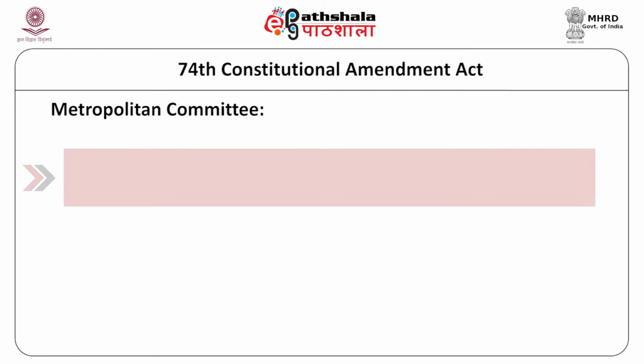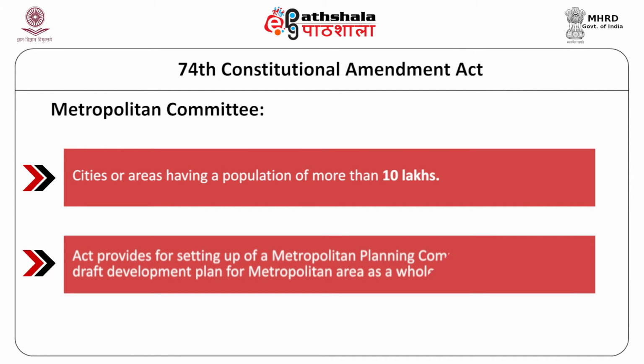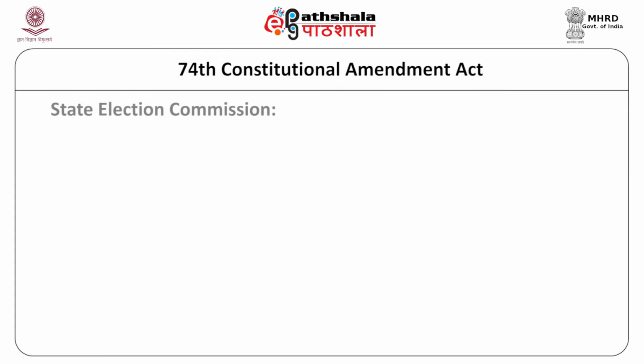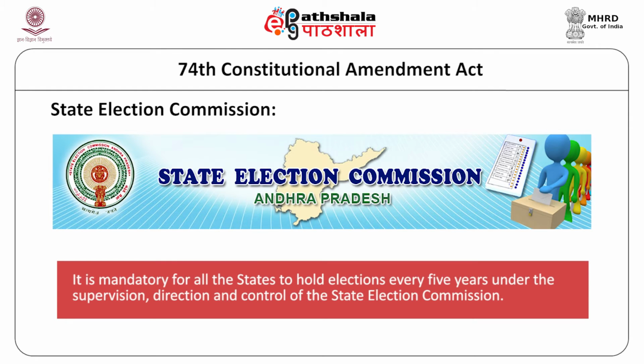For cities or areas having a population of more than 10 lakhs, the 74th Amendment provides for the setting up of a Metropolitan Planning Committee. And this planning committee makes a draft plan for the development of the whole area. The 74th Constitutional Amendment Act also provides for the setting up of state election commissions to conduct elections to the urban and the rural local bodies.